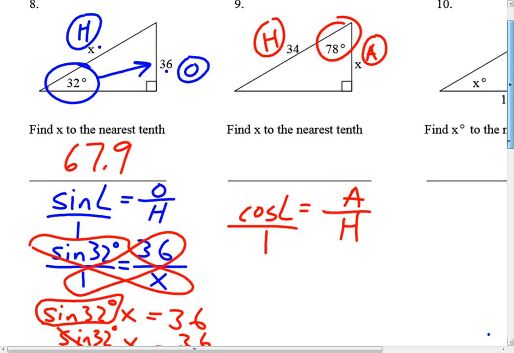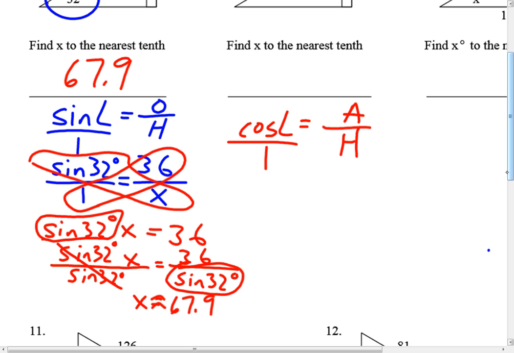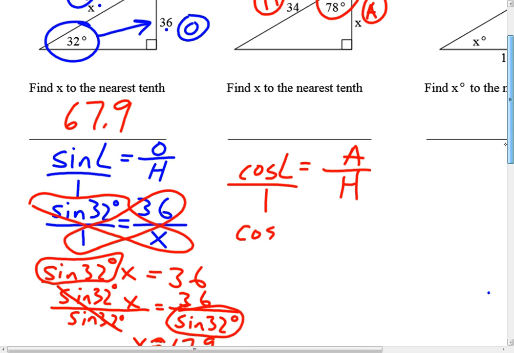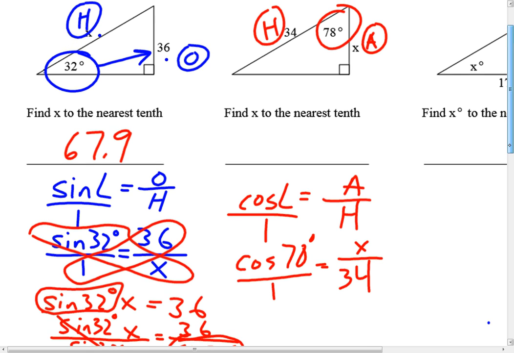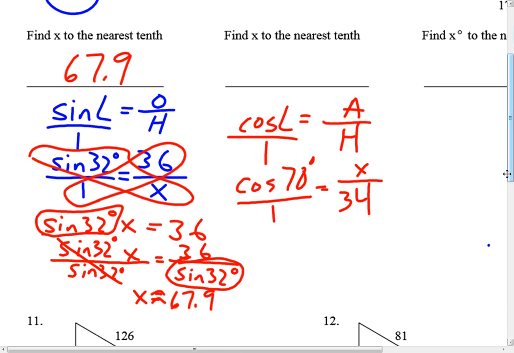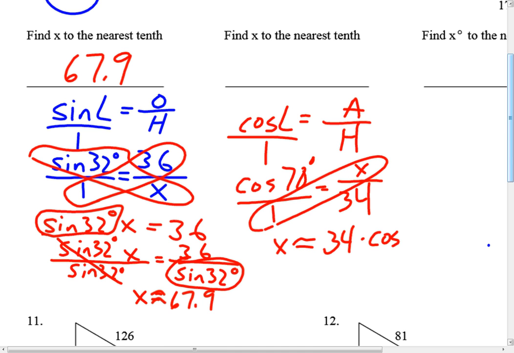I like to put that over 1 and make it look like a proportion. What's my angle? 78. And I have an x over 34. Look at the difference in the 2 equations. Where's the x now? Where was the x before? Bottom. When the x is on the top, it's much easier because what's x times 1? X. Your x is already alone. Now you just have to do 34 times cosine 78. No division involved.